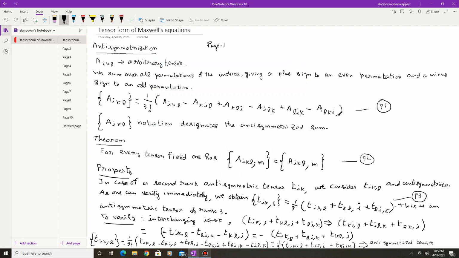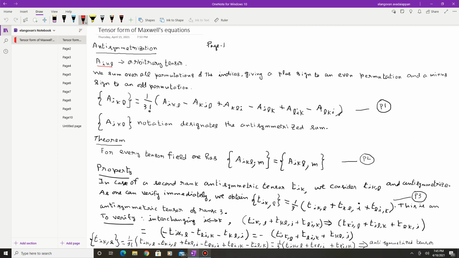In this lecture, we are going to discuss how to write Maxwell's equations in tensor form. Before discussing in detail how to write Maxwell's equations in tensor form, first we will discuss the procedure for symmetrization and anti-symmetrization. Suppose we consider an arbitrary tensor, A_ik.